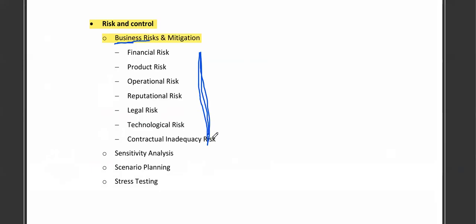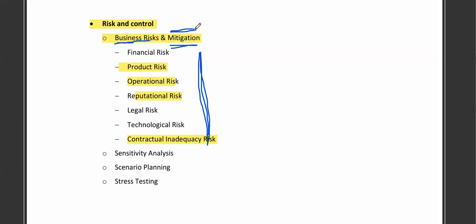Sometimes the examiner is very specific that he wants you to focus on specific types of risks, such as product, operational, or reputational, or even contractual inadequacy risk. Now, in that case, you need to elaborate on the particular types of risks that the examiner has mentioned, and you also need to discuss risk mitigation strategies. Make sure your explanation of risks is practical based on the given scenario, and even more so with regard to the mitigation strategies, because managing risks is all about being practical and not being technical.